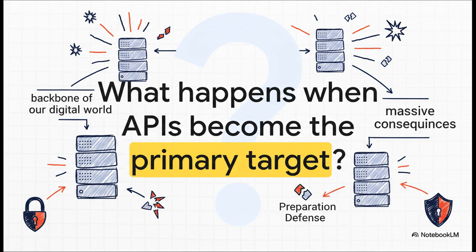So that really brings us to the big question, doesn't it? What actually happens when that backbone, the very thing holding our digital world together, becomes the primary target? Well, the consequences can be absolutely massive. Let's dig into what that looks like, and more importantly, what you can do about it.